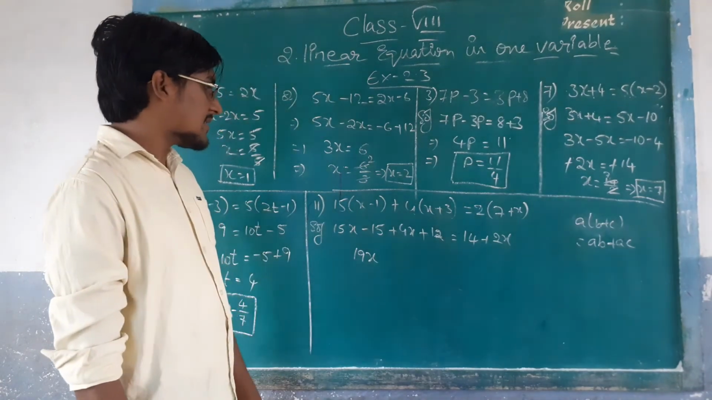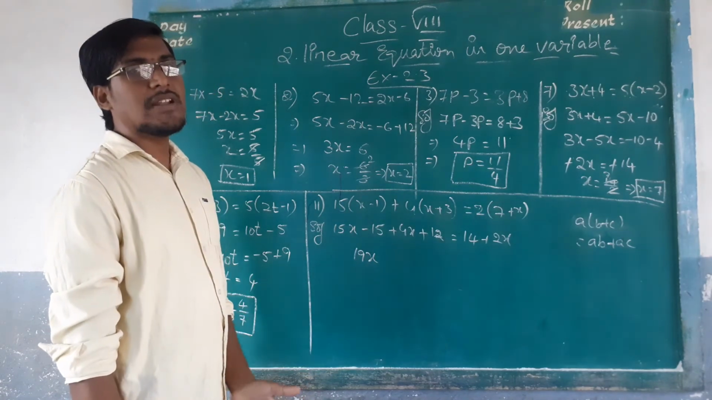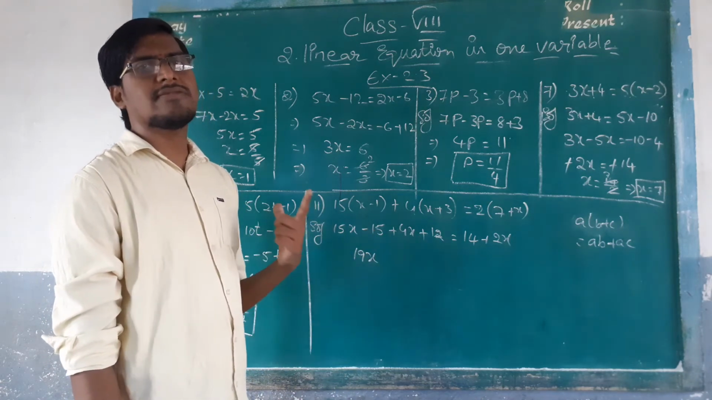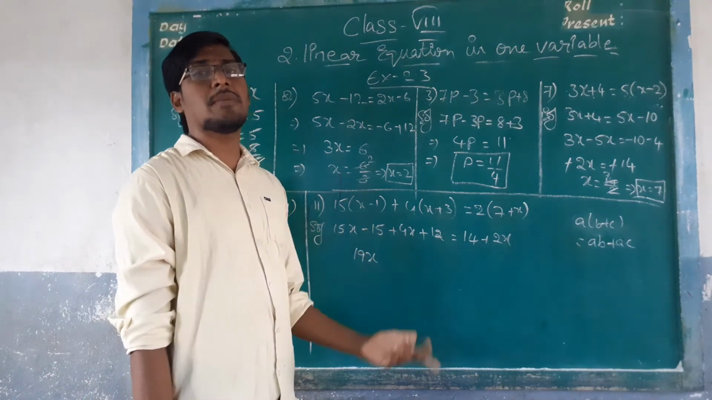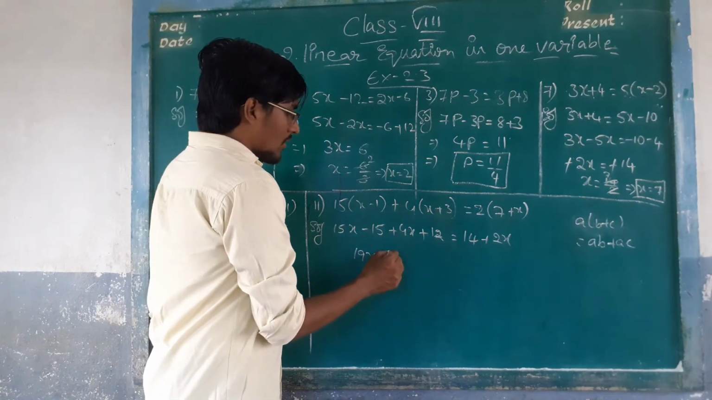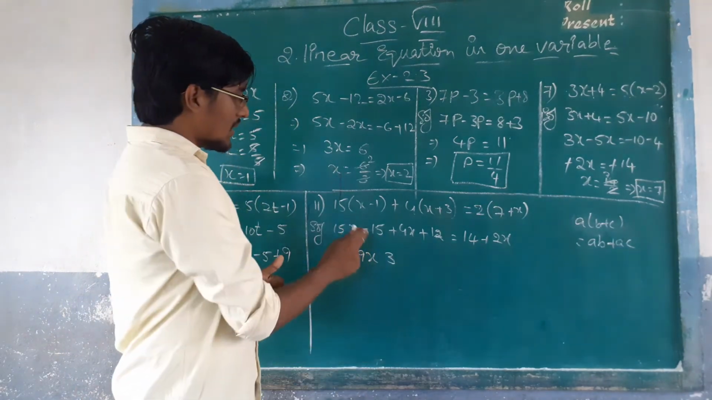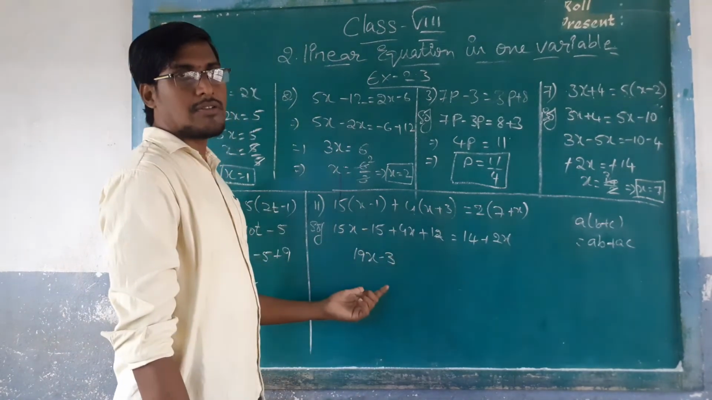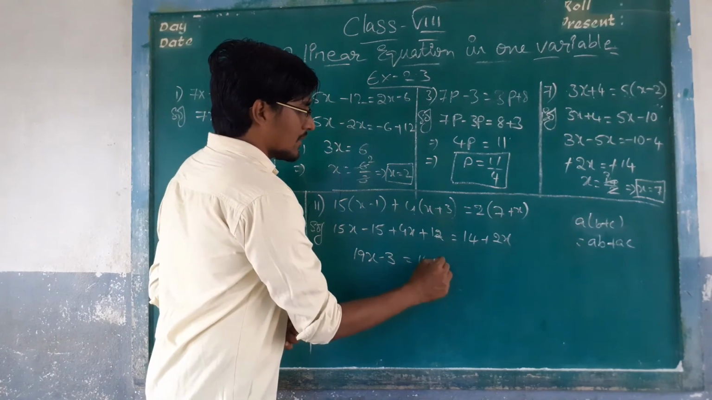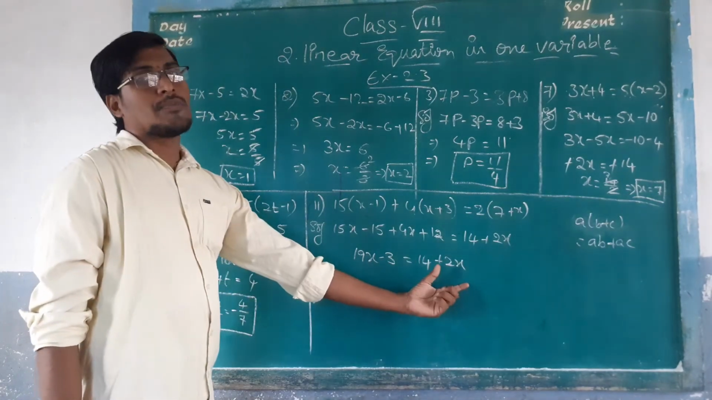Okay, 15x plus 4x, that is 19x. Then minus 15 plus 12. Minus and plus means we have to do the subtraction. 15 minus 12, that is the value of 3. So what sign do we put? The highest value is 15, so that is the sign of minus. So we have to put the minus here. So 14 plus 2x. Okay, so move on.